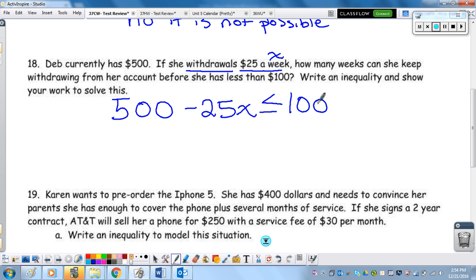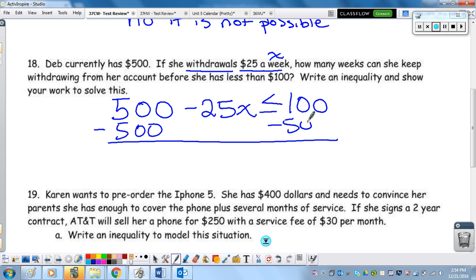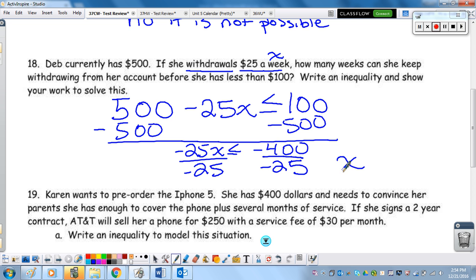So I am going to subtract 500 on both sides. And I get -25x is less than or equal to -400. Okay, isolate the variable. And when you divide by a negative, you gotta flip the inequality. And we get 16 weeks. Alrighty.